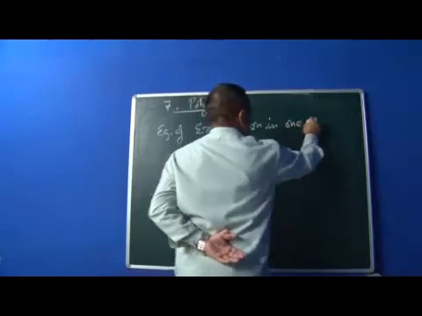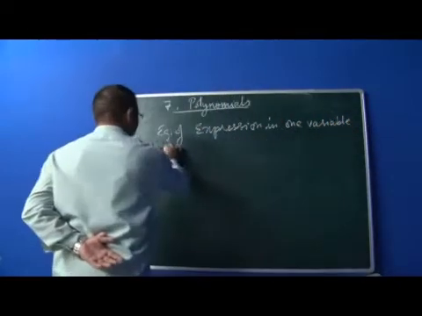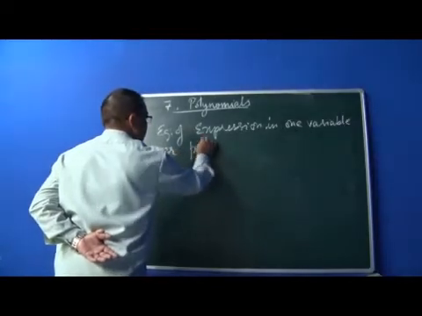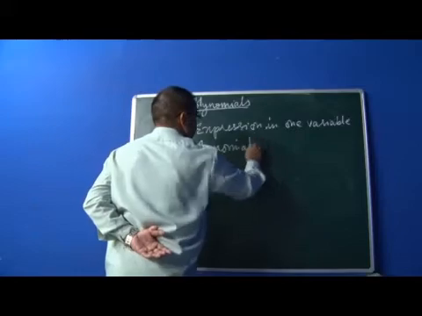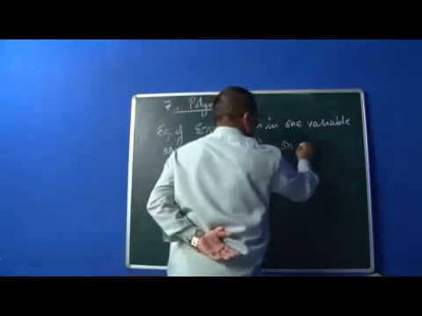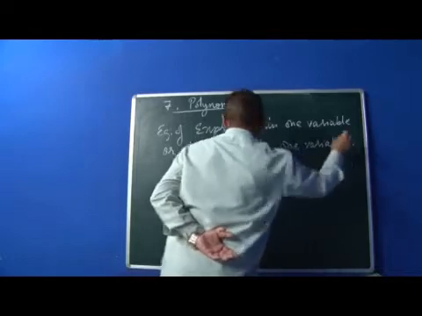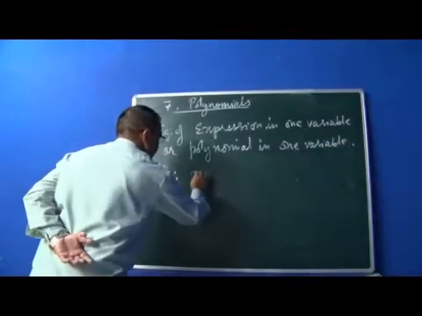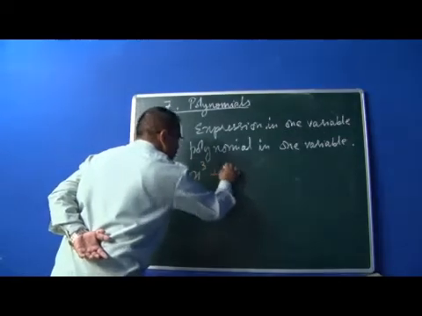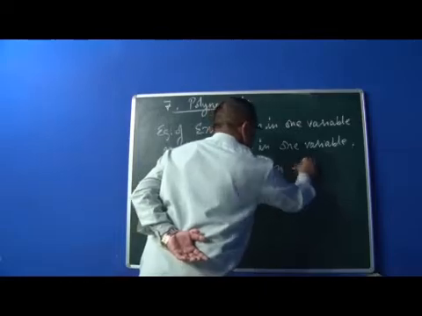A polynomial in one variable, for example, x cubed plus 2x squared minus 5x plus 7.